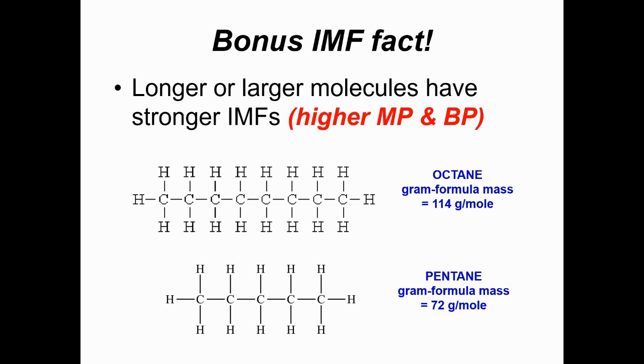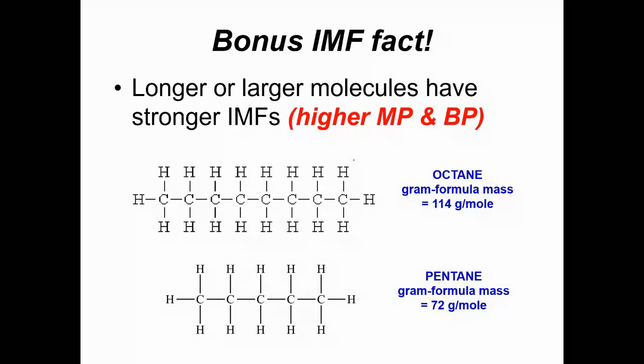Here's an important bonus fact. Let's look at these two molecules. They're both nonpolar, okay? You could fold this octane, the top one, in two directions. It has two axes of symmetry, so it's nonpolar. And same with the pentane. You could fold it in half vertically, fold it in half horizontally. It's a nonpolar molecule. But these two will have different IMFs.